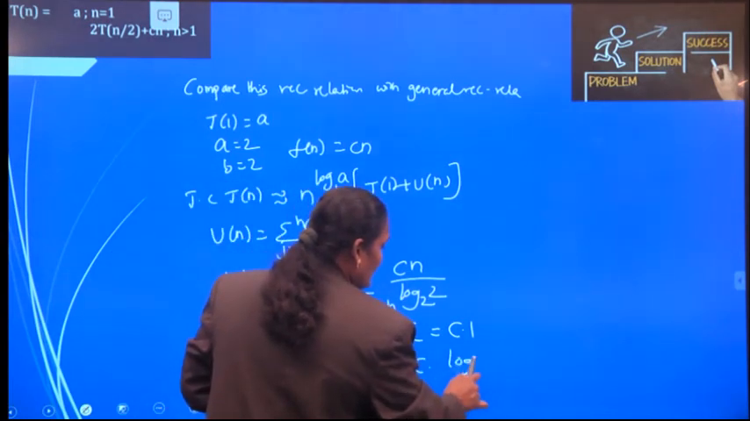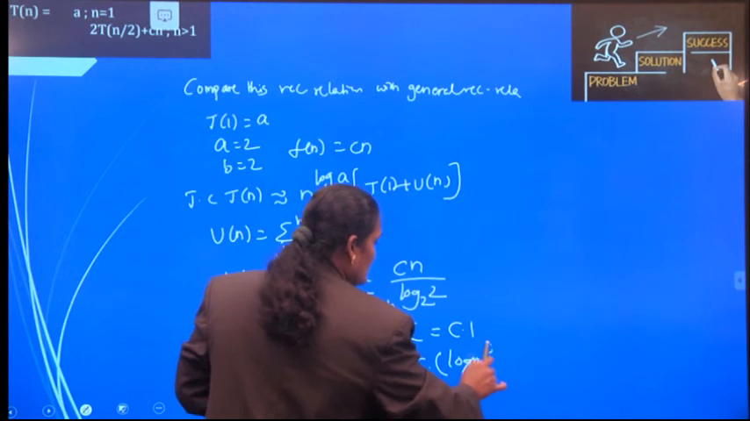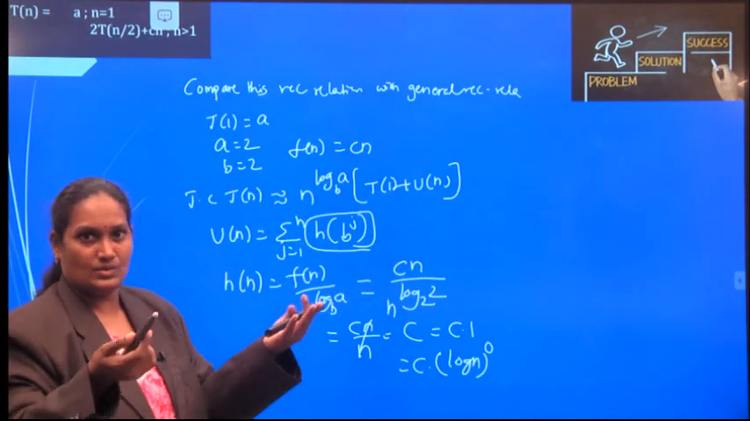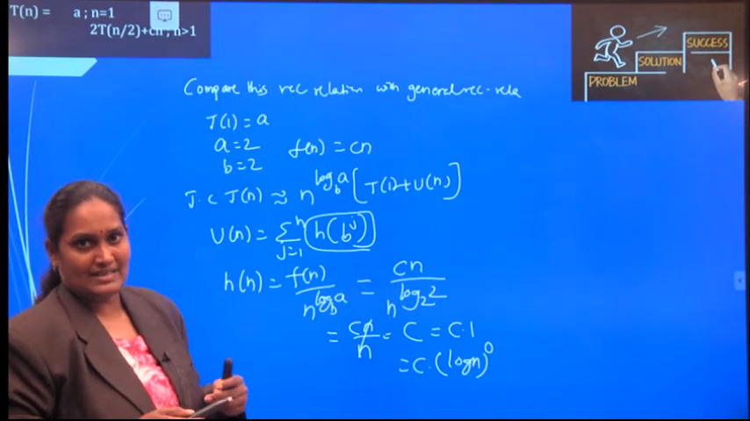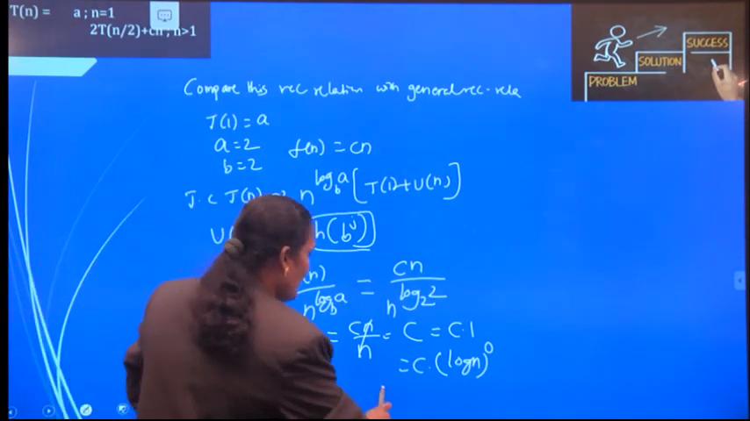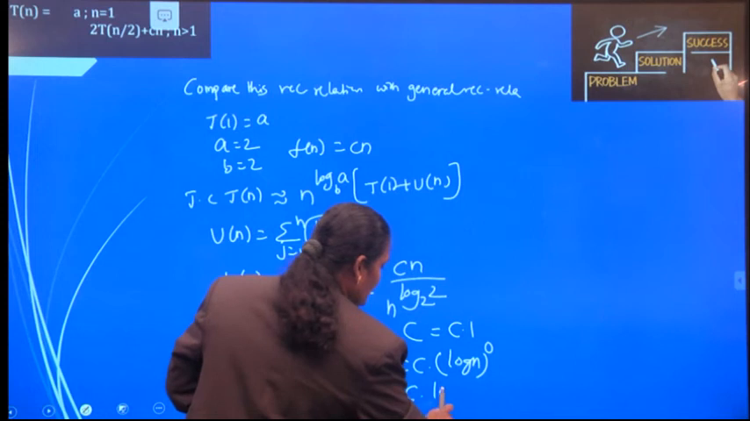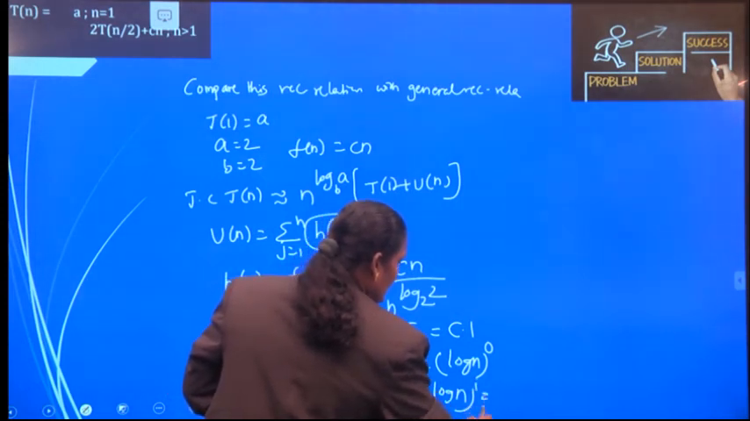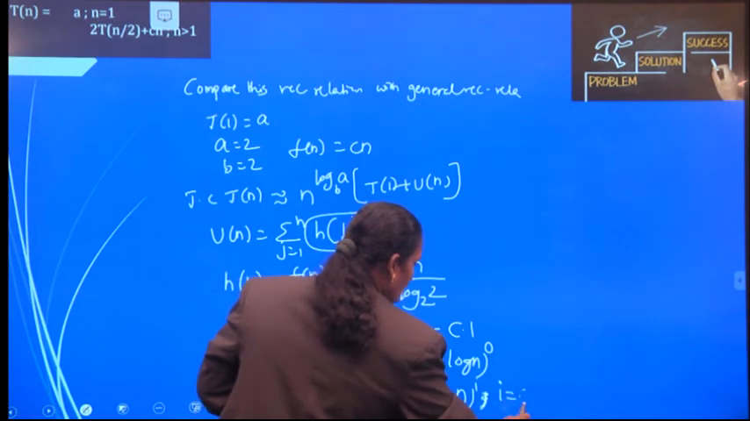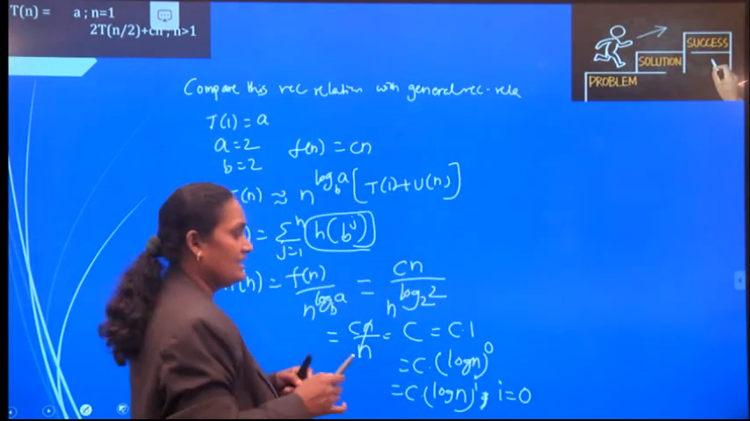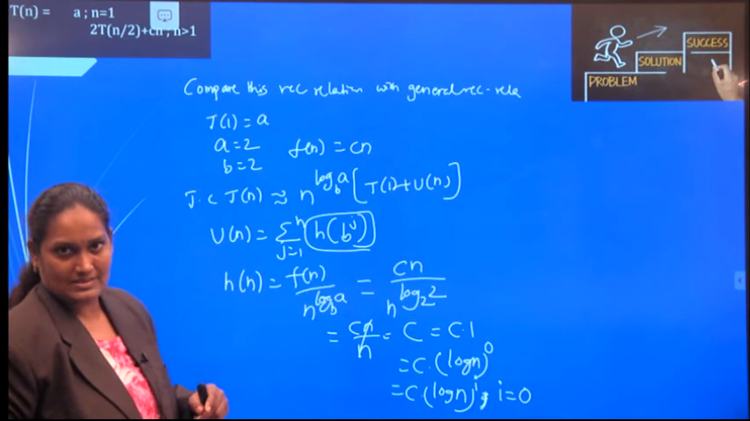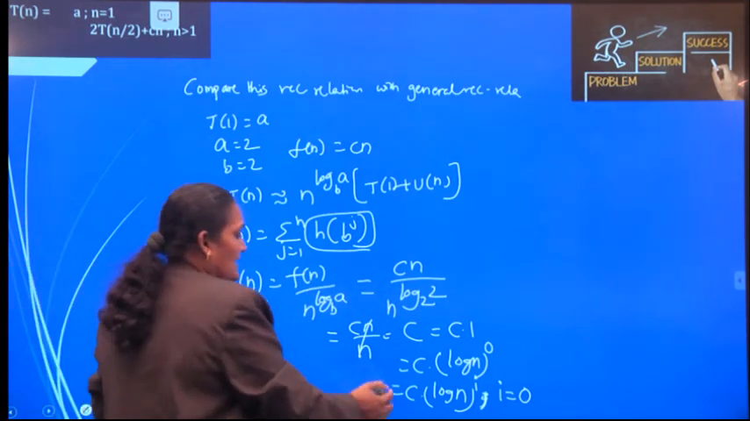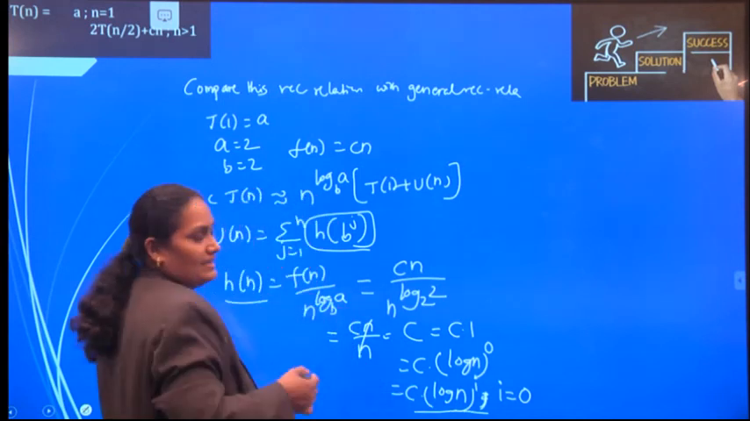Now I am writing that 1 as (log n)^0. Since x^0 is 1, (log n)^0 is 1. I can write that 1 as (log n)^0. I am representing this as (log n)^i, where here i is equal to 0. Now we are getting the h(n) value as (log n)^i.